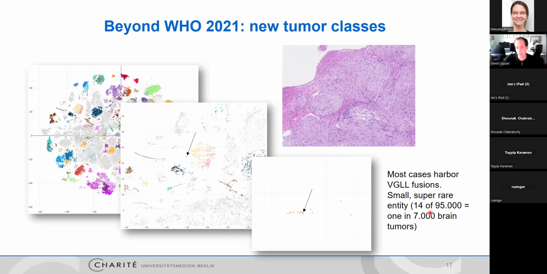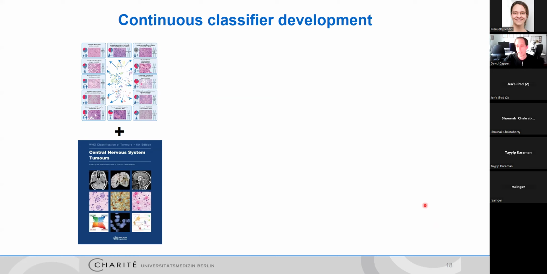That's 14 out of the 95,000 tumors that we used to identify this. So it's just 1 in 7,000 brain tumors that turns out to be one of these. And the nice thing about machine learning classifying algorithms is that they can very easily be centrally updated, meaning that if the central classifying algorithm in Heidelberg is updated, everybody who uploads data to such a system will automatically get the same update and will from that moment on be able to diagnose all the newly added tumor classes.